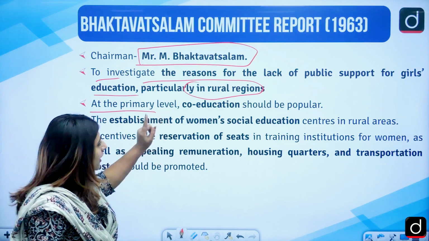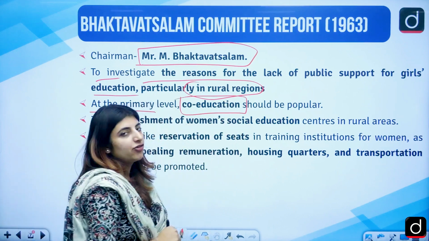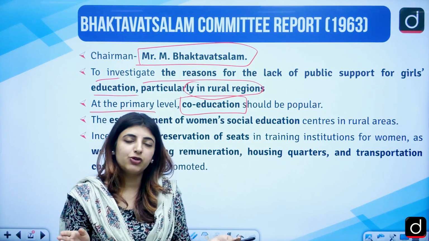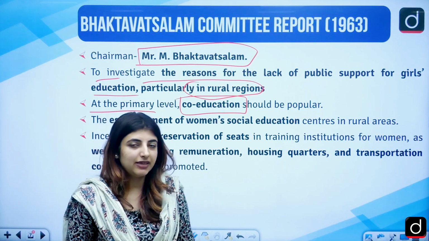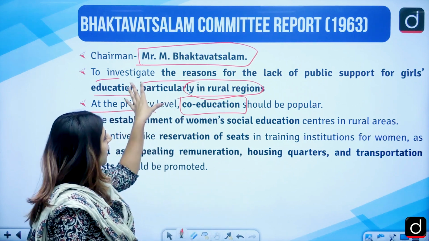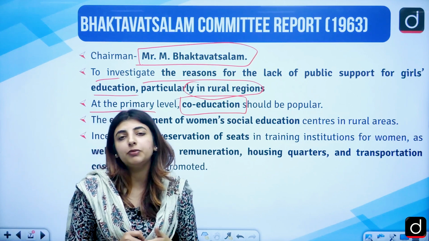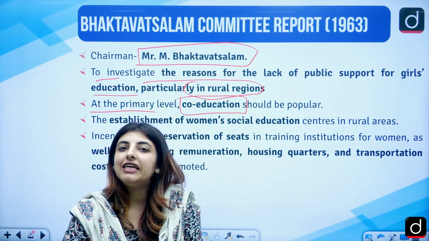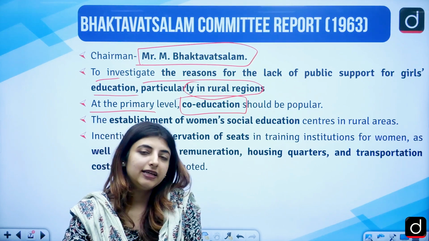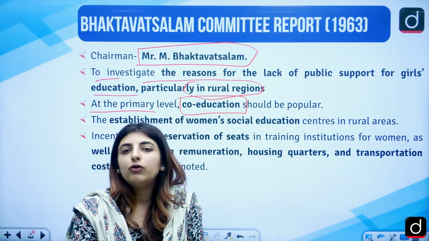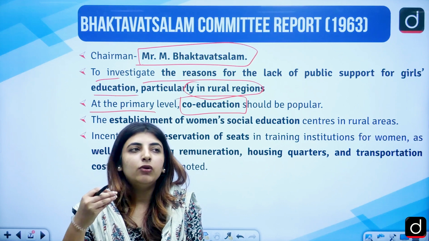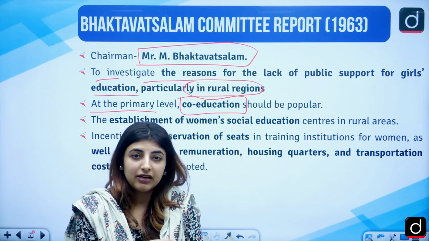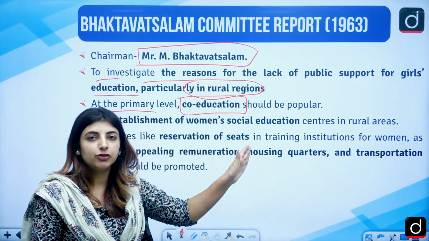At the primary level, it also said that co-education should be popularized. There were different types of schools in the pre-independence times as well, but the Bhaktavatsalaam Committee said that, of course, we need to prepare women for the upcoming times, when they can deal with men in the official sphere and in daily life. How could that be done? If they are comfortable talking to men, being with men in the same classroom, then co-education should be promoted.